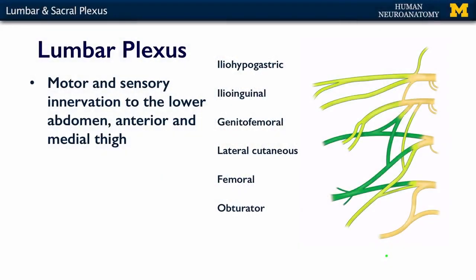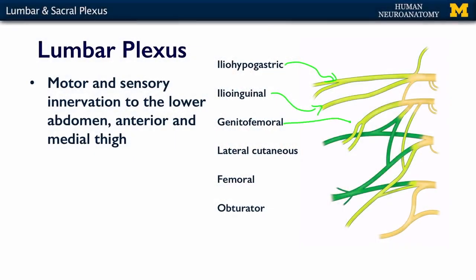In this segment, we're going to talk about the lumbar plexus and the sacral plexus. The lumbar plexus, just like the cervical and the brachial, is formed by the ventral primary rami of the spinal nerves, and it provides motor and sensory innervation to the lower abdomen, the anterior and medial thigh. The nerves that I want you to be aware of are the iliohypogastric and the ilioinguinal, and these nerves innervate the very lowest part of your abdomen.